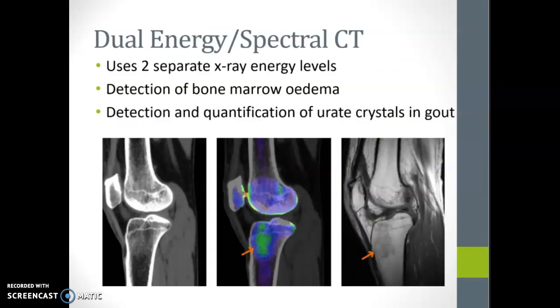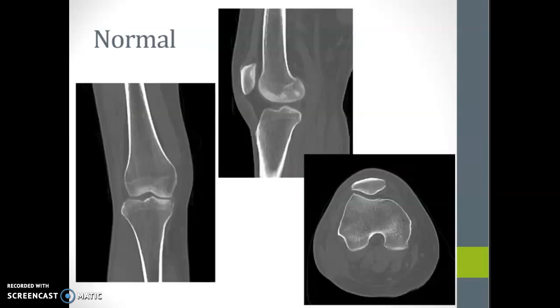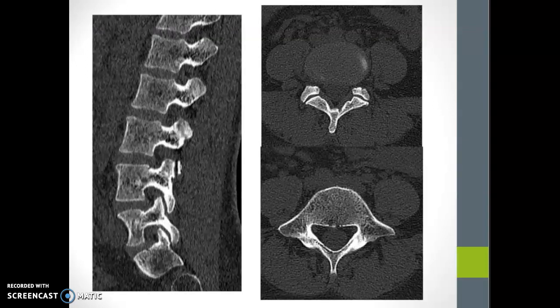Dual energy and spectral CT uses 2 separate X-ray energy levels and can be used to detect bone marrow edema and can be used to detect and quantify uric crystals as well in gout. So you can see here the build-up shown in green. Looking at it in plain film, you can't see that there's a differentiation, but the CT shows quite nicely. So this would be normal. Again, normal views.